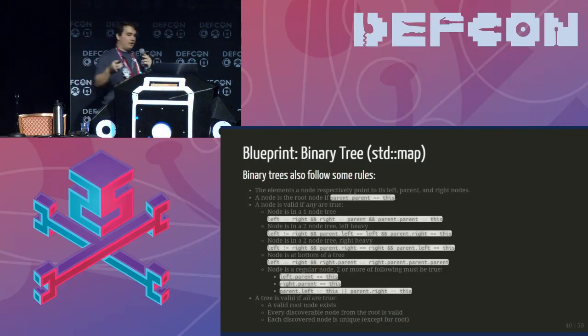So then the tree is valid if a root node exists, and if every discoverable node from the root node is a valid node, which we've just discussed. But on top of that, if every discoverable node is unique. So if we walk the tree how you expect to walk a tree, which is recursively left, right, until you hit the root node at the bottom of each side, no node should be discovered twice. There should be no looping pointers, and if there is, that's going to get you into this crazy loop where you loop forever and it runs out of memory and crashes your memory scanner. So that's not good.